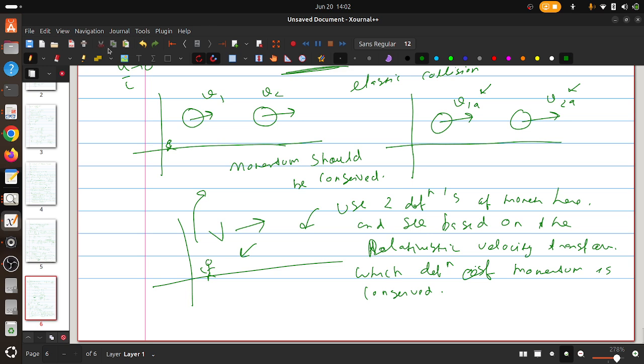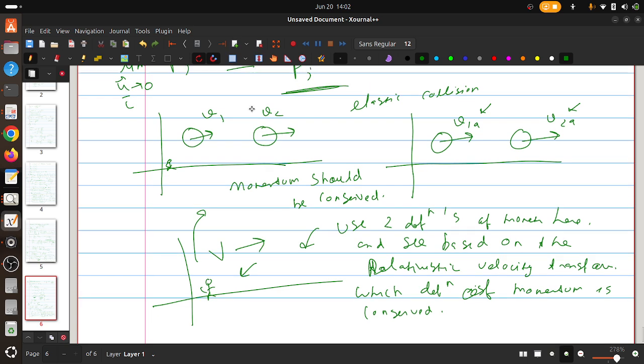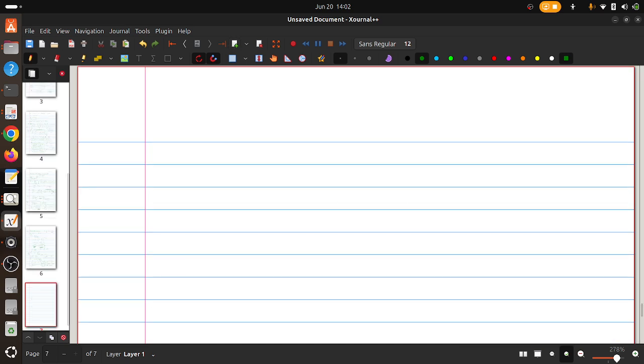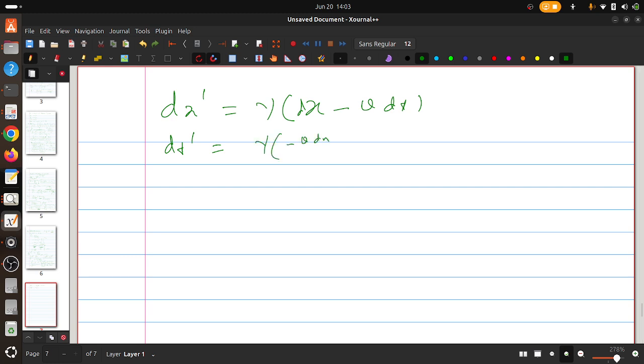So you should look up how you transform velocities, right? It is very easy to derive. I will give you the idea for that as well. So the dx prime in the primed frame, which is moving with the velocity v, is basically gamma times (dx minus v dt). This we know. And then dt prime also we know, it is gamma times (dt minus v dx by c square), right?